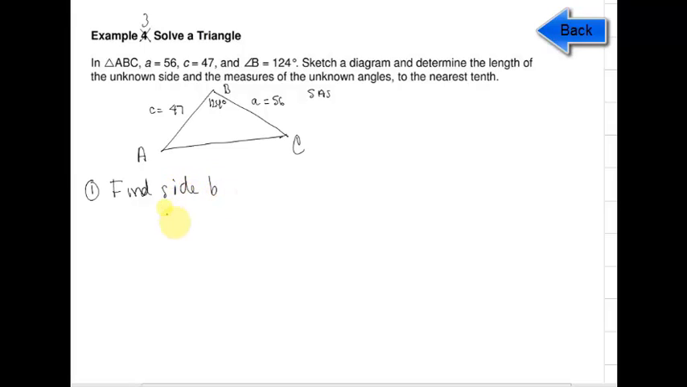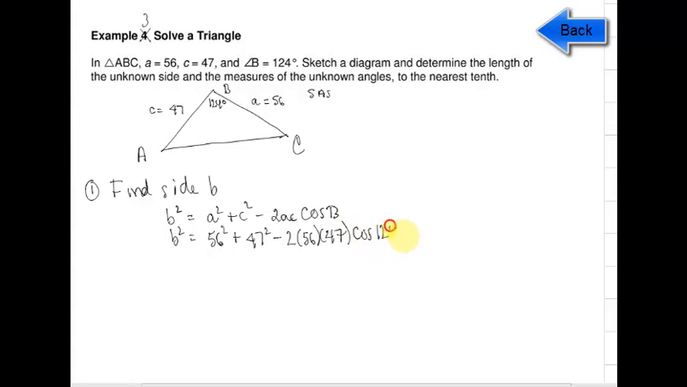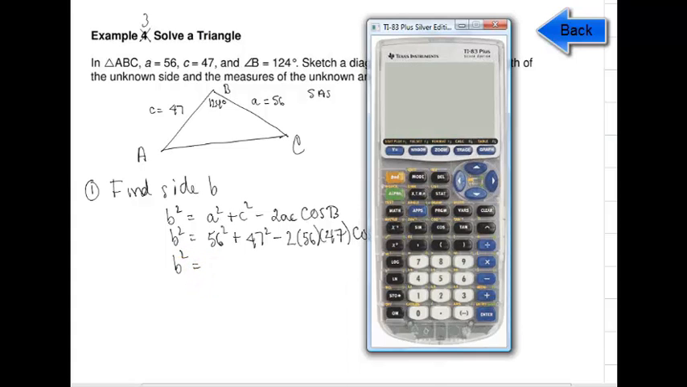The version of the cosine law that I want then is b squared equals a squared plus c squared minus 2ac cos of b. So b squared is equal to 56 squared, because that's a, plus 47 squared, because that's c, minus 2 times a, which is 56, times c, which is 47, times the cos of angle b, which is cos of 124 degrees. We're going to put that into our calculator.